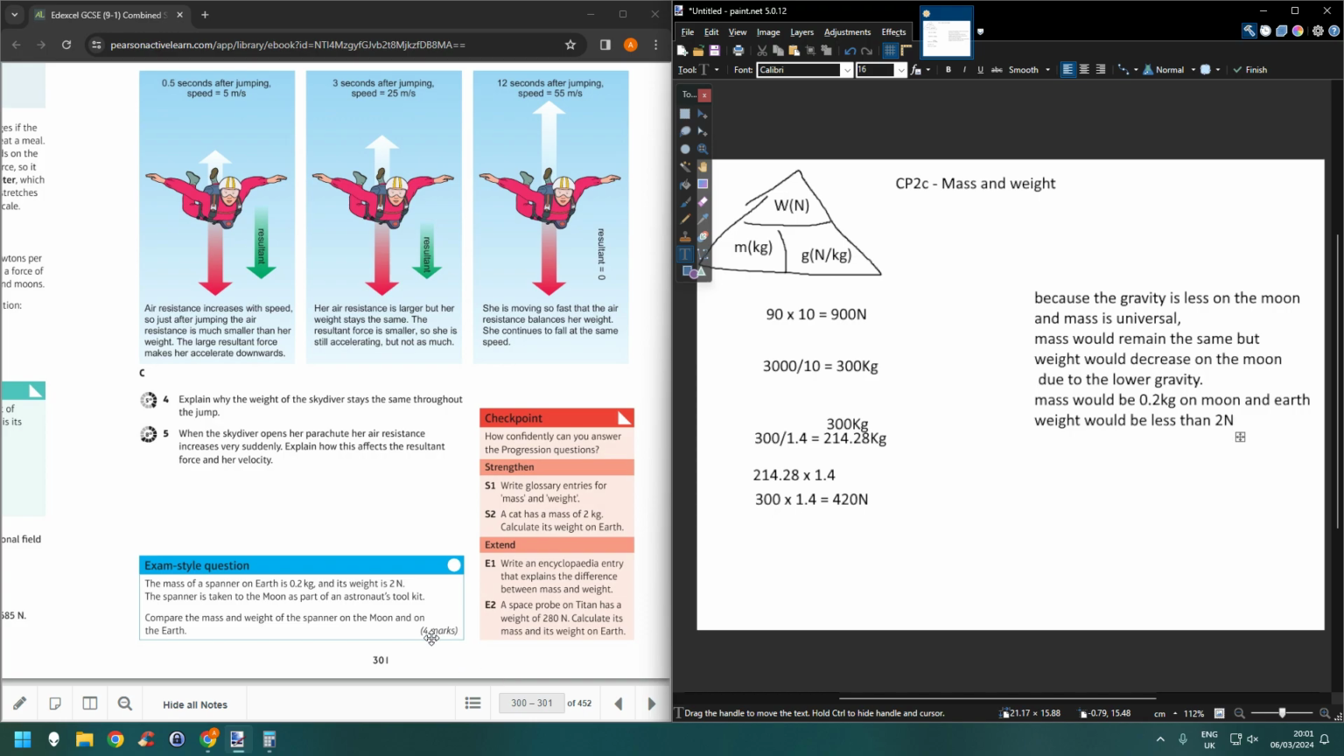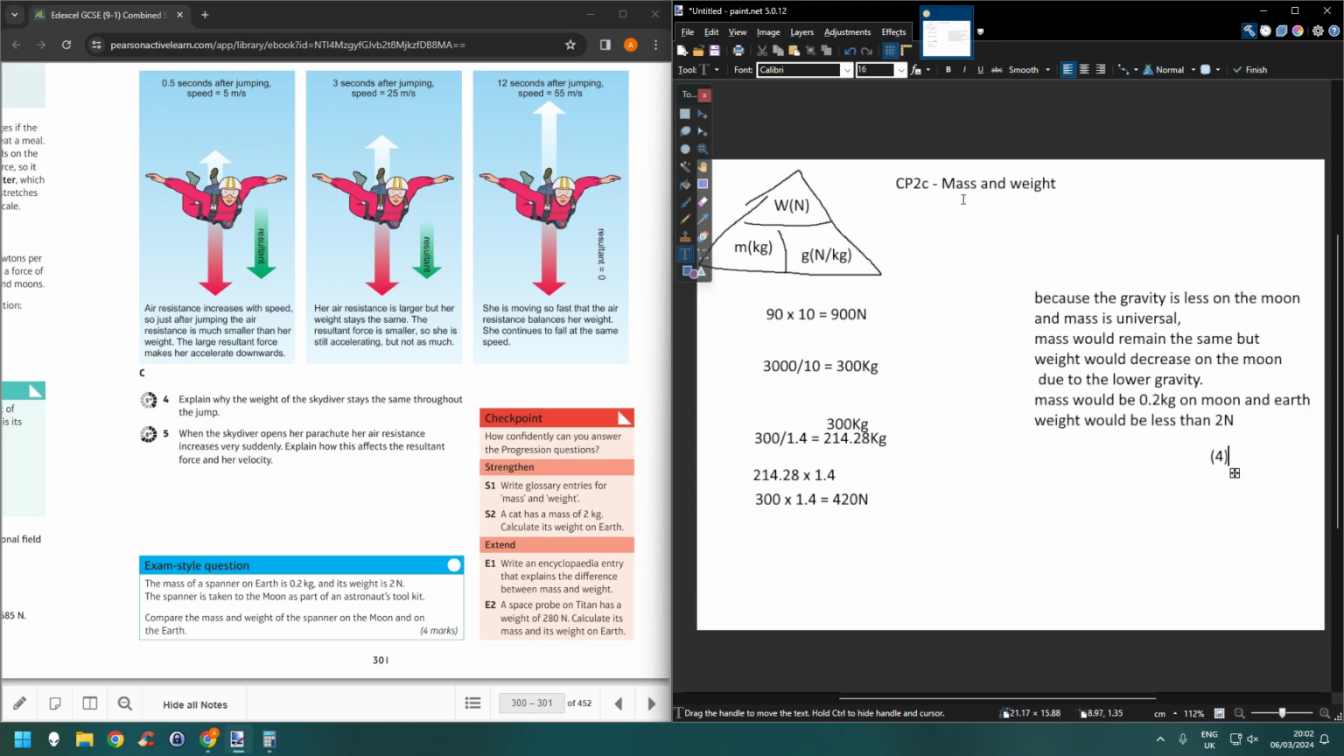So let's see if we can get 4 marks from this. Gravity is less on the moon, I think that's 1 mark. Mass is universal, that's the 2nd mark. Mass would remain the same, weight would decrease, that is definitely 4 marks. So that's our 4 mark question.